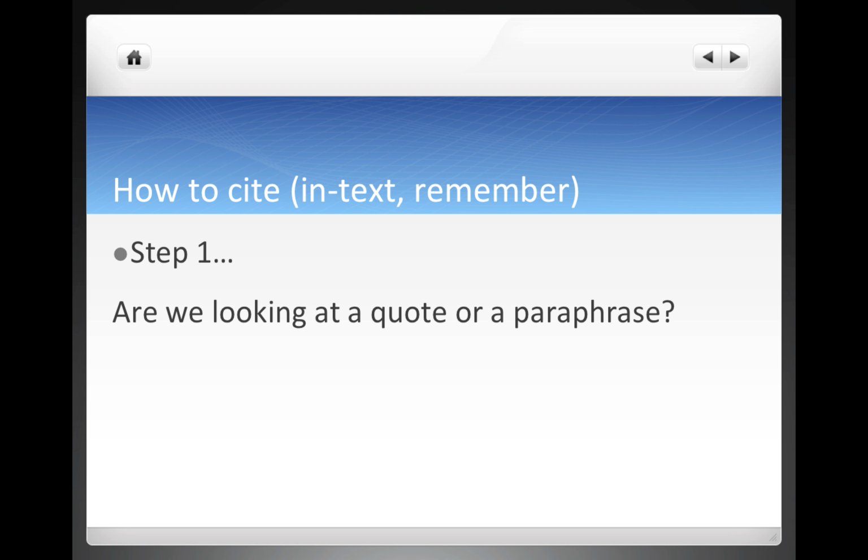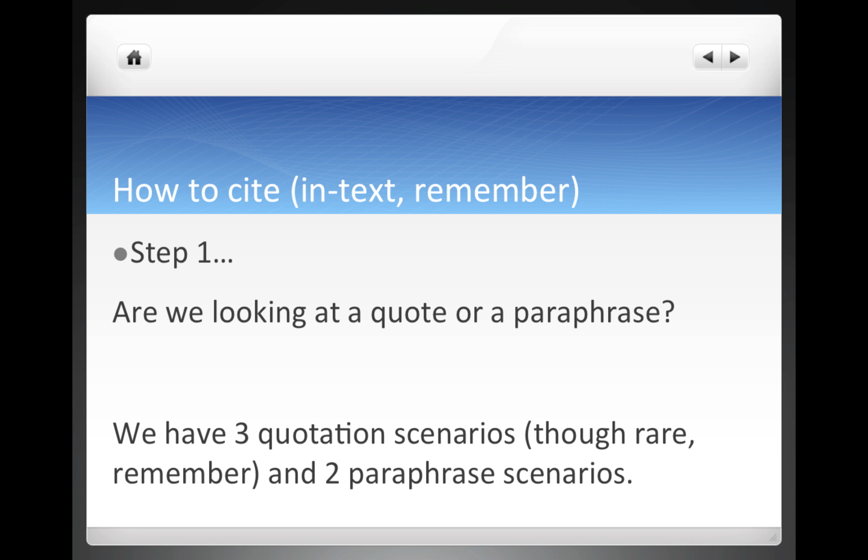First of all, are you citing a direct quote, or are you citing a paraphrase? And I know you've heard this in other lessons. We want to paraphrase as graduate students 95% of the time, but we have a few scenarios for direct quotations, okay? So for direct quotations, there are 3 different ways to cite specific types of quotations, and for paraphrase, there are only 2.